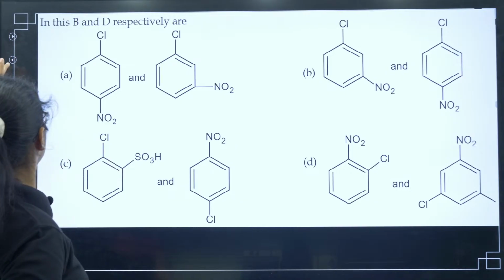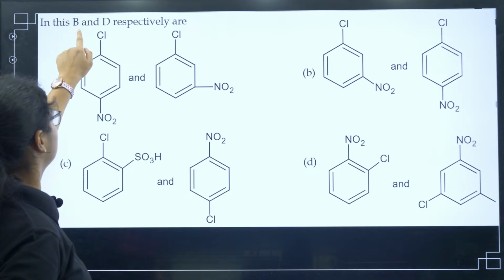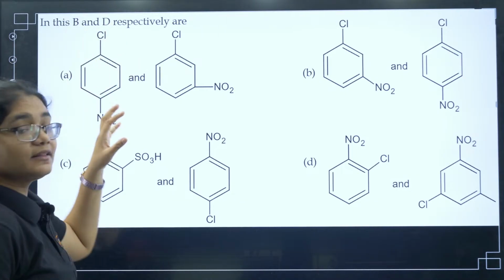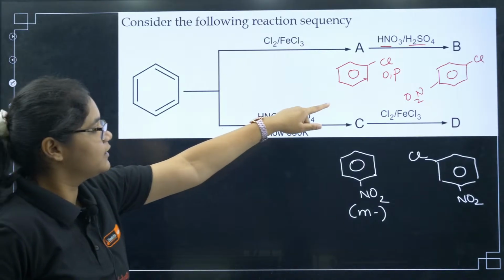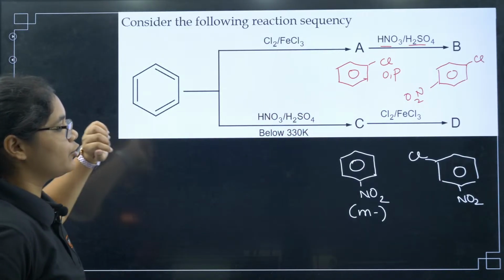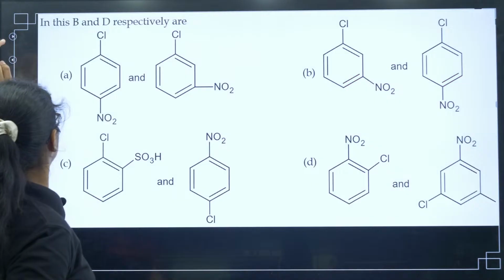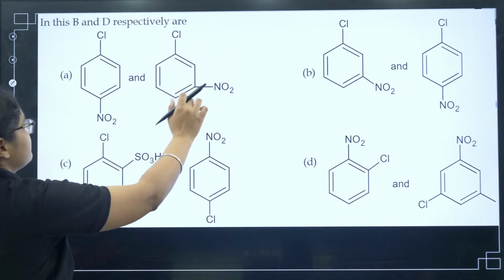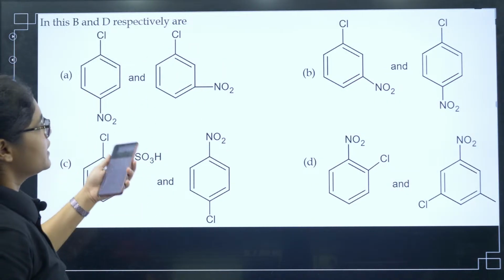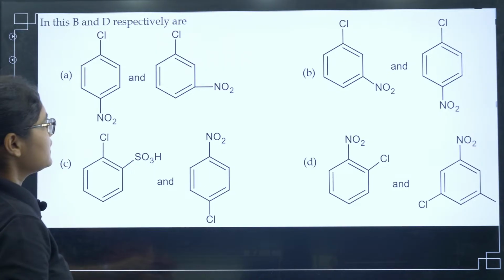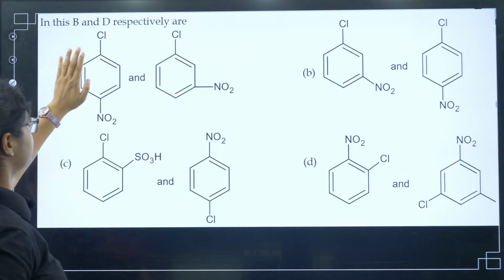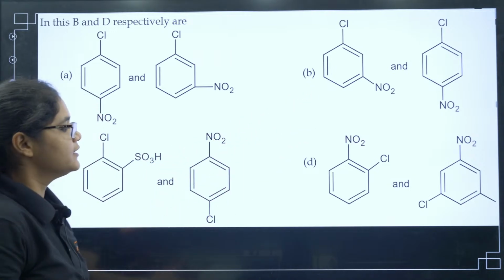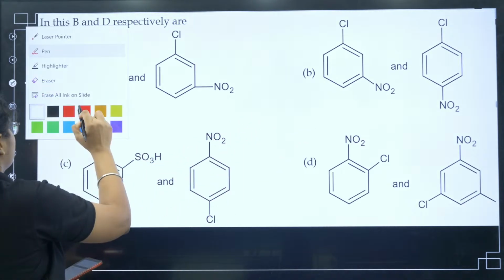So you can see what the first option was. You have to find B and D. See how tricky the question is. You have to only focus on B and D. What is B? Para nitro, and D is meta nitro, right? So para and meta. The first one we got is para, so that is why this option, not this option. So option number A here.